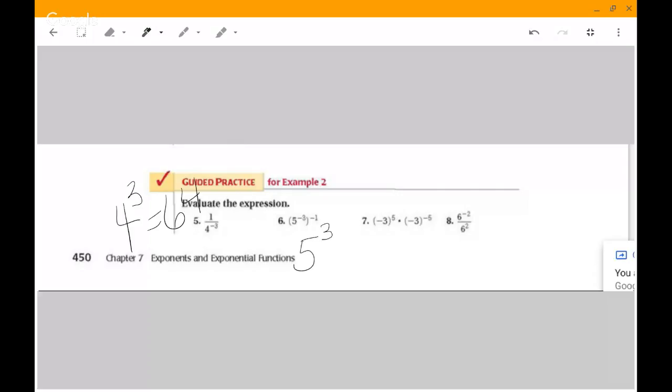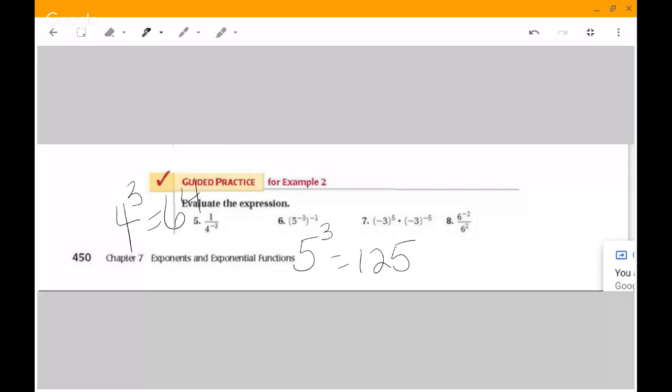So now when you've simplified it one step, you've got 5 raised to the 3rd power. So that's 5 times 5, which is 25, times 5 is 125. So your final answer is 125 for number 6. Okay. Number 7, we've got negative 3 times negative 3 raised to the 5th power times negative 3 raised to the negative 5th. First thing you need to do is check bases are the same, and they are.